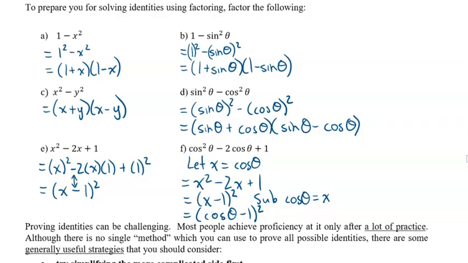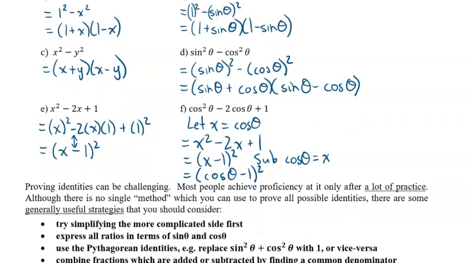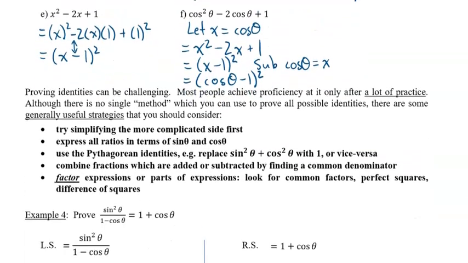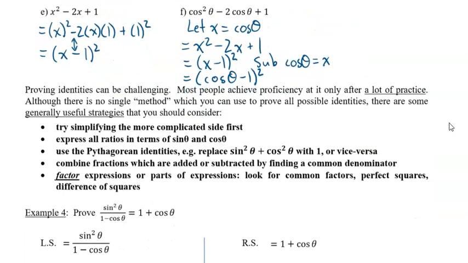Well, what are some other strategies that we're going to have? Let's see. This can be a very challenging thing to do, and so proving identities takes a lot of practice. In general, here are the strategies I recommend using. Try simplifying the more complicated side first. Express all ratios in terms of sine and cosine. If you see a tan, make it sine over cos.